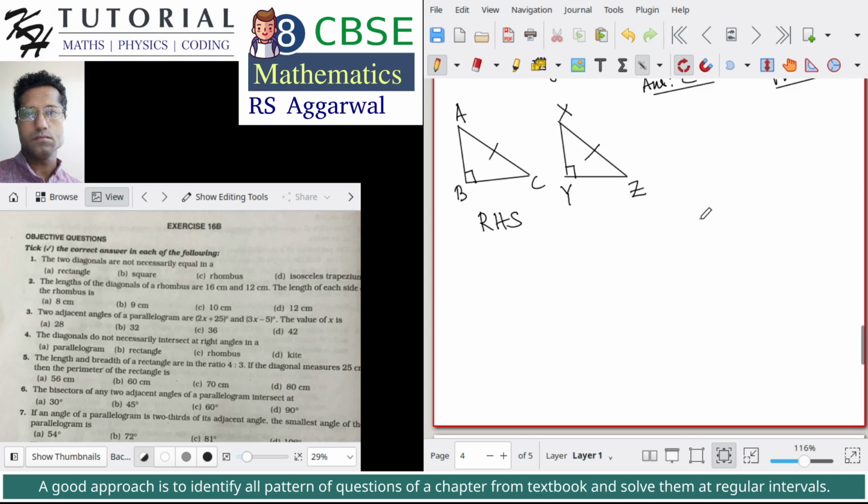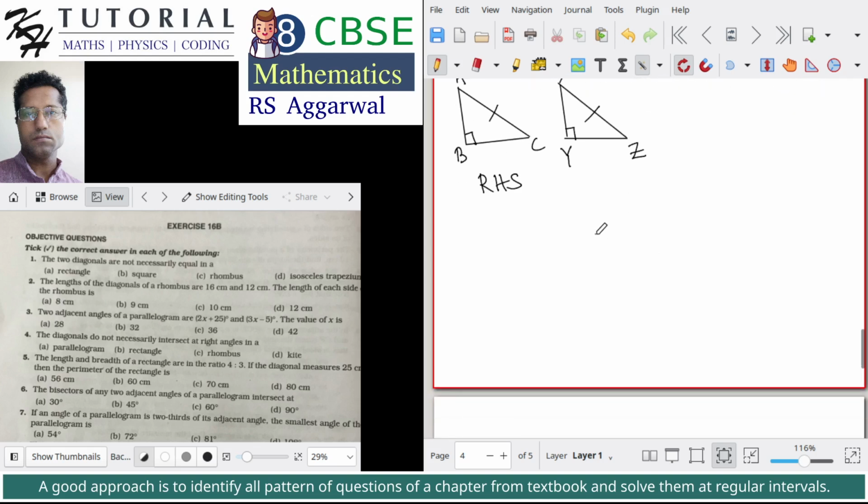What was the problem? I think the problem was, let me see if I can. The problem was there was a rectangle. I think there was a rectangle. There was a rectangle, and okay, so I think this was the problem.